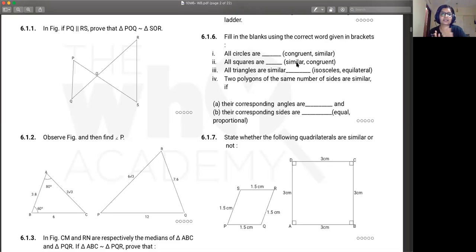So the logic is the same. Kyunki squares में sides are all equal, right? So the only difference will be in the size. Shapes are going to be the exact same. All squares look the same. Next, Aradhya Konde. All triangles are similar? The question should be equilateral. All similar triangles are equilateral. Very good.